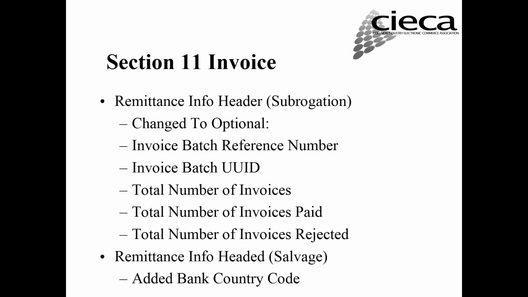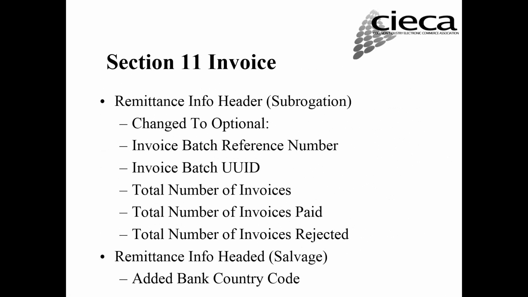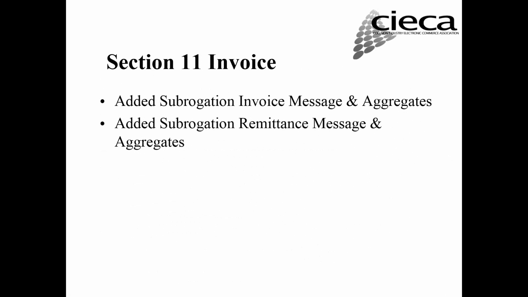In Section 11 for the invoice, we made these changes to remittance information: we changed two options, the invoice batch reference number and the invoice batch UUID, and added the total number of invoices paid and total number of invoices rejected. And then for the remittance info header, we added a bank country code. So this tells me that those messages are now being used and the implementations are illustrating the things we need to tweak, and that's always a good thing.